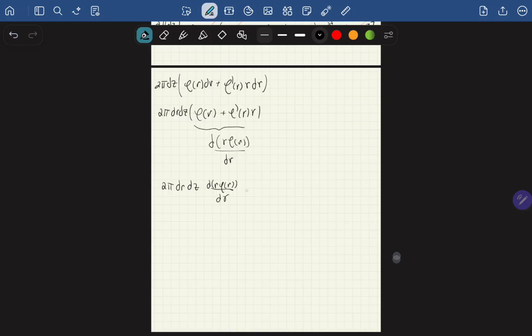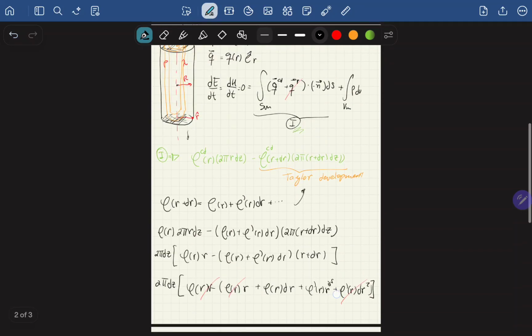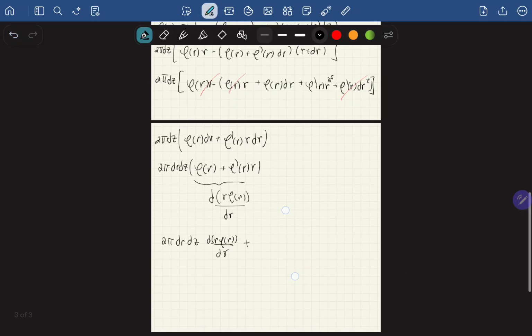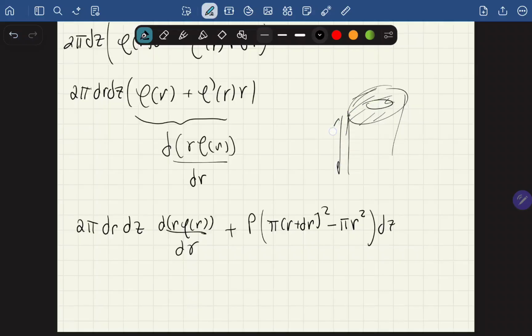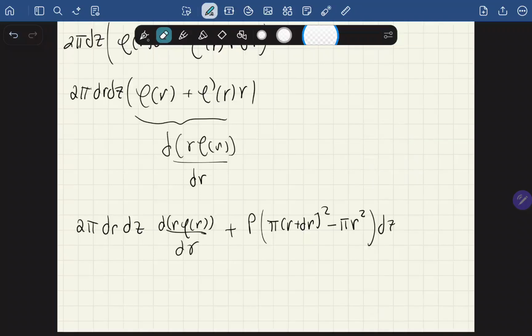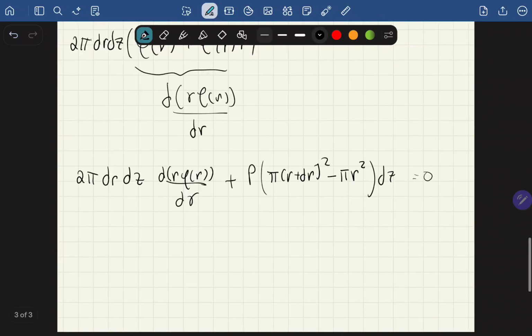So then we need to sum this to that other term here, which is the integral of p dv, which would be p multiplying the volume. The volume in this case would be pi times (r plus dr) squared minus pi r squared, dz, because, well, this is a ring, right? And then we would have this area over here times dz minus the volume inside here, right? To get the total volume of our control surface. This should be equal to 0.